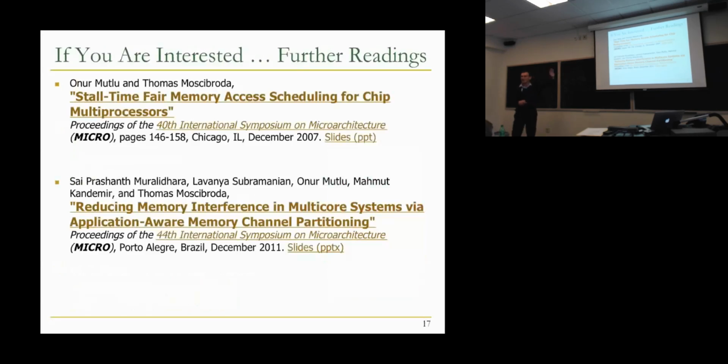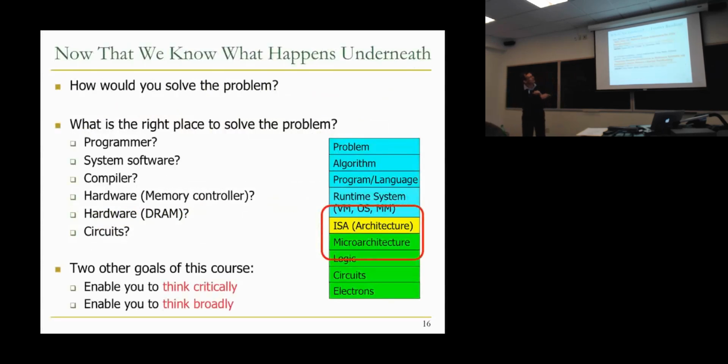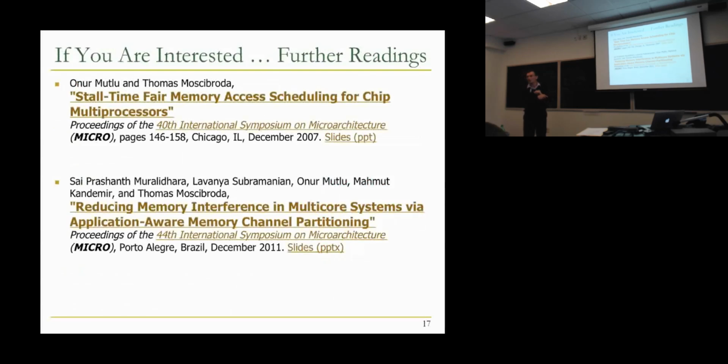So if you're interested in this, there are some further readings. I've already assigned one reading to you, which is the memory performance attacks, which basically showed the attacks. But if you're interested in one solution, we will cover this solution later on, but you can take a peek at it now, and you can probably take a look at the slides. This is one solution that basically tries to balance the requests coming from different applications, such that you're fair to different applications by changing the memory controller.